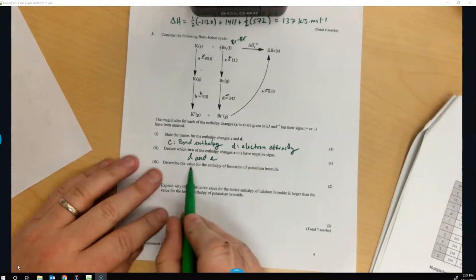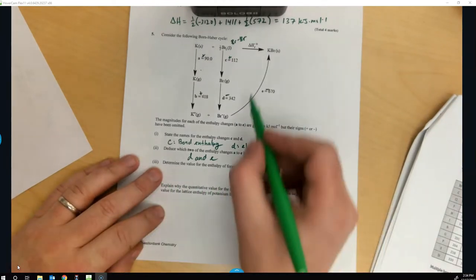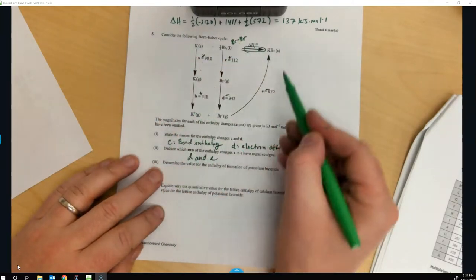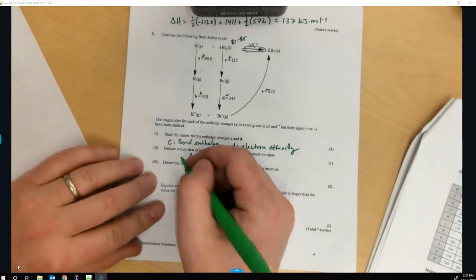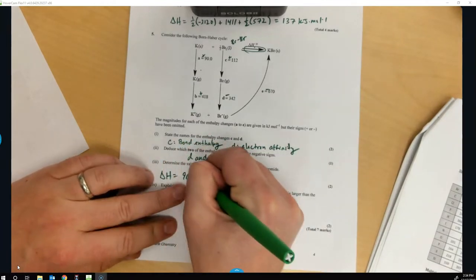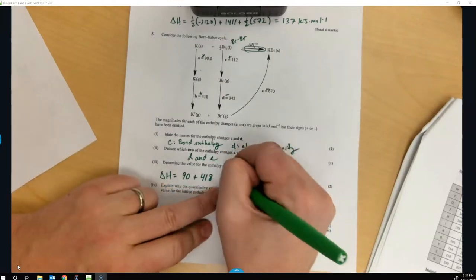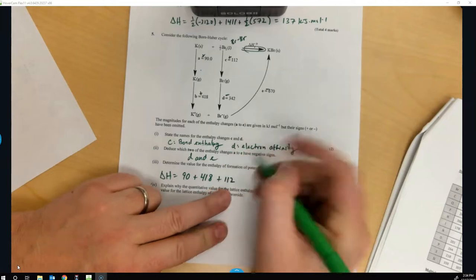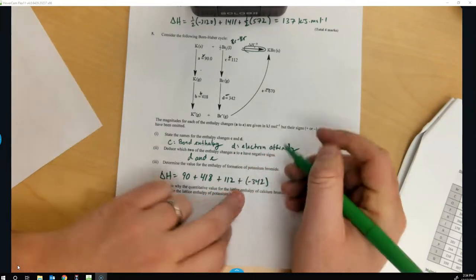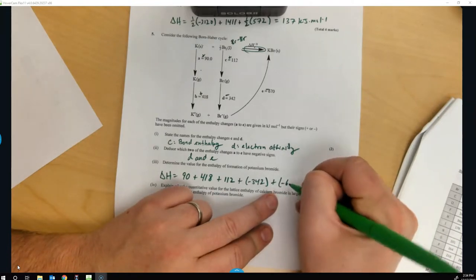And finally, we want to determine the value for the enthalpy of formation of potassium bromide. So I want to calculate this arrow here. I'm going to travel around the cycle, adding all the values together. The first arrow I encounter is 90, so I'm going to take 90, add it to the next one I encounter, which is 418, add to the next one I encounter, which is 112, to the next one I encounter, which is negative 342, and then finally to the last one I encounter, which is plus negative 670.